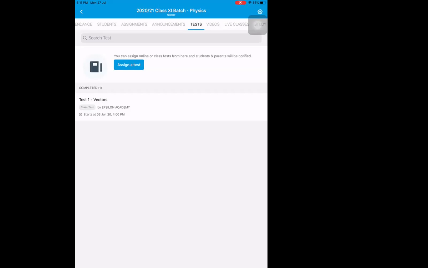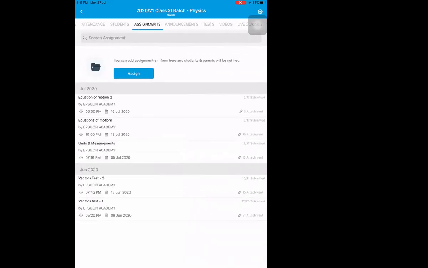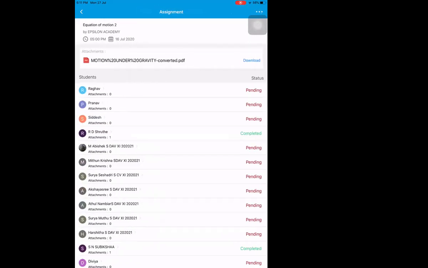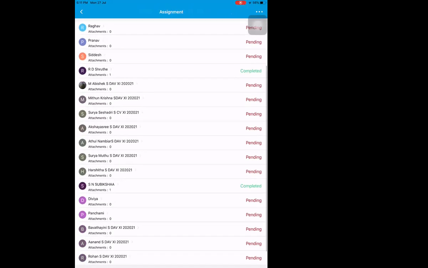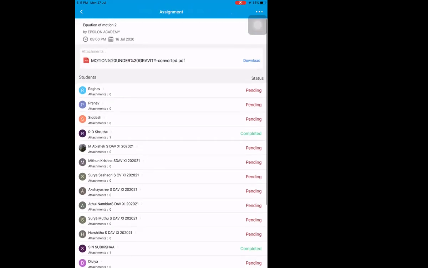Got it? Assignments also, many of you were asking me about the pending status and completed status. The important point is, just because you upload the document, it will not automatically change to completed status. Completed status has to be done by me. I have to go through it and do it. So from next time onwards, looking at the pending status, you won't get confused saying that you have uploaded it, still it is not going to completed status. It's not an automated system. I have to do it.